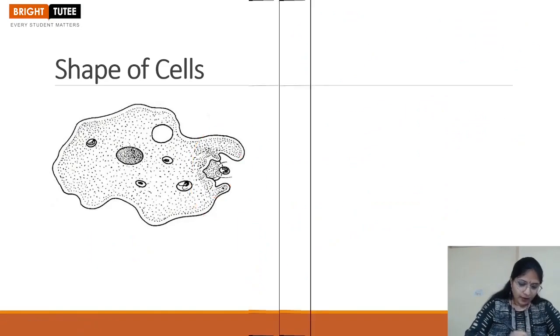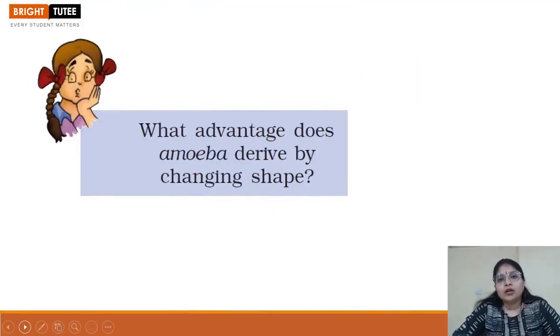Now, when we talk about this amoeba's shape, there is a question that Paheli has a problem with, and what is that problem?